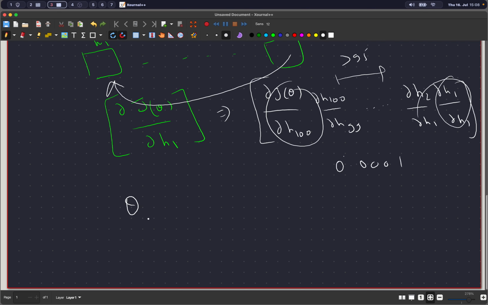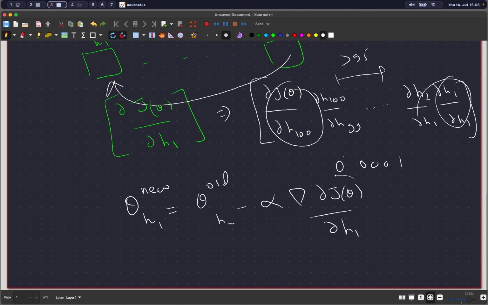So if you're doing some sort of update, let's say these are the parameters of the hidden state one. These are the new parameters. And for the old ones, we will be doing something like this, right? This term will be very small. So the updates on the parameters of the hidden state indeed will be very small, and we don't want that, right?